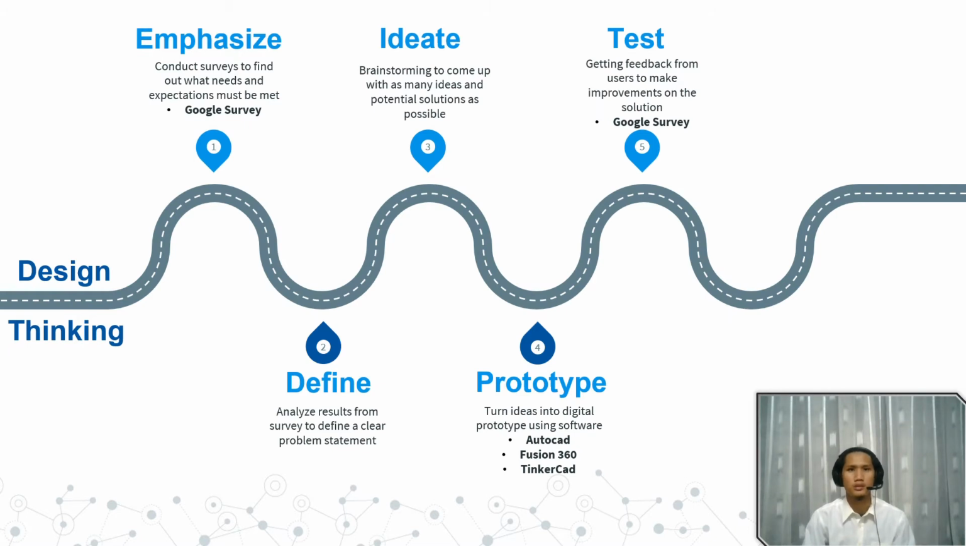For the design thinking tools, it can be separated into 5 parts. The first one is empathize, where we conduct surveys using Google Form to find out what needs and expectations must be met for our project. Next is define. At this stage, we will analyze the results from our surveys to define a clear problem statement and objectives. Next is ideate. Here we will do brainstorming to come out with as many ideas and potential solutions as possible. After that, we move to the prototype stage. At this stage, we will turn our ideas into a digital prototype using software such as AutoCAD and Fusion 360. Lastly, for the test, we will ask for feedback from our users to make improvements on our prototype.